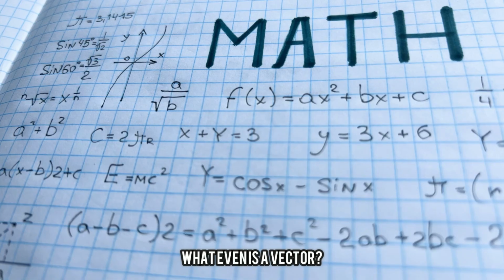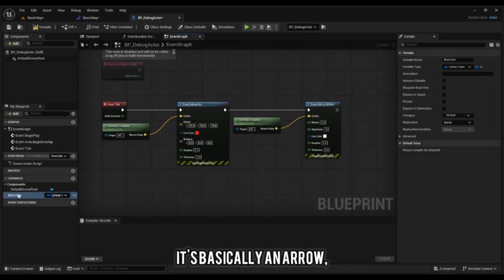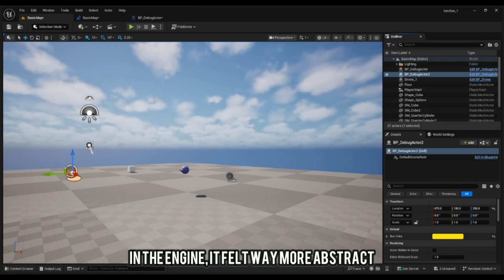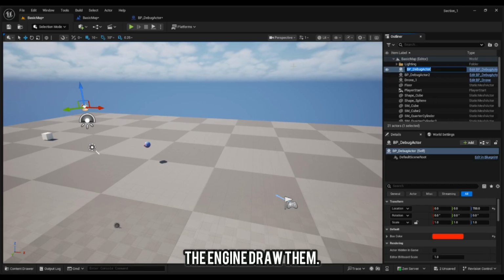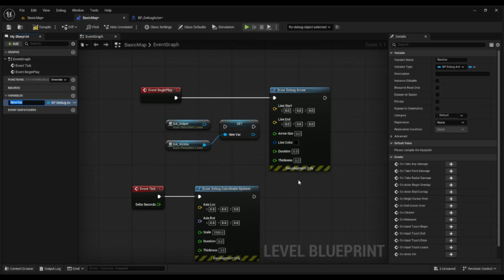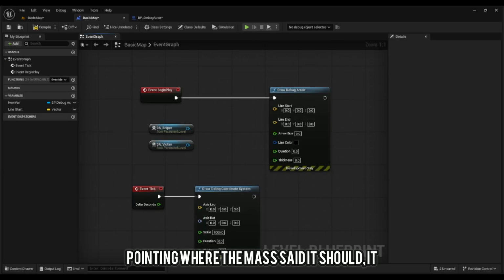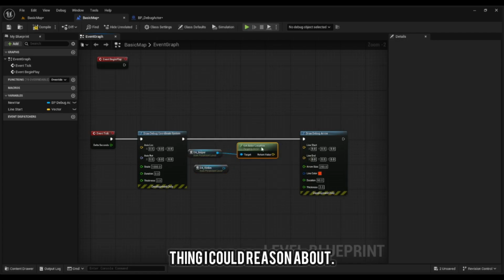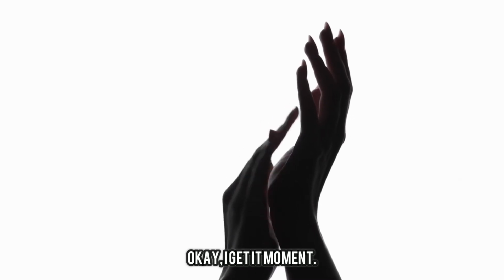First up, what even is a vector? And honestly, the explanation went straight over my head at first. It's basically an arrow, a direction and a length. That's it. But sitting there in the engine, it felt way more abstract than that. So instead of just nodding along, I made the engine draw them. Little debug arrows and coordinate lines right there in the level. And that helped massively. The second I could actually see the arrows pointing where the math said it should, it stopped being scary numbers and started being a thing I could reason about. First tiny, okay, I get it moment.